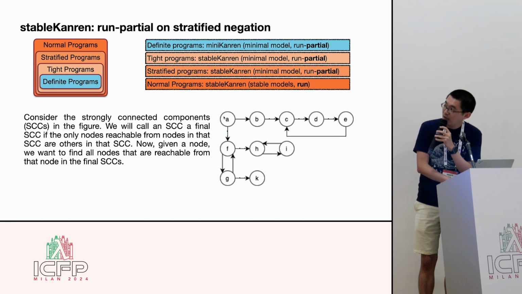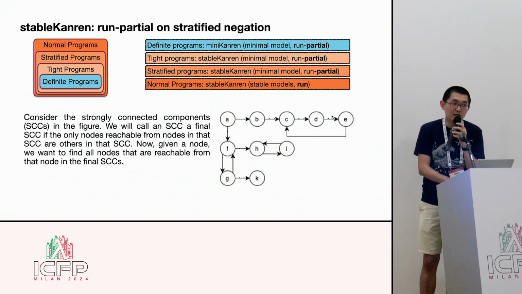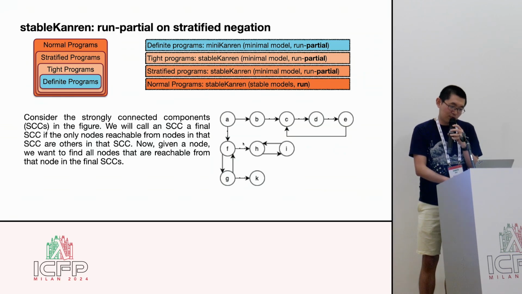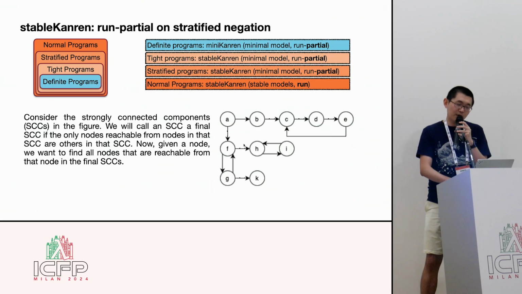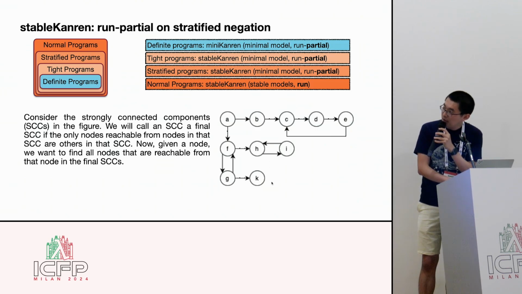So in this case, A can reach CDE because CDE is one of the SCCs, strongly connected components. It's a leaf node. There's no way we can go out anymore, right? So A can reach CDE for sure, and A can also go to H and I, this SCC, and A can also go to K. But for F, it only has 3 nodes in the final SCC output: H, I, and K.